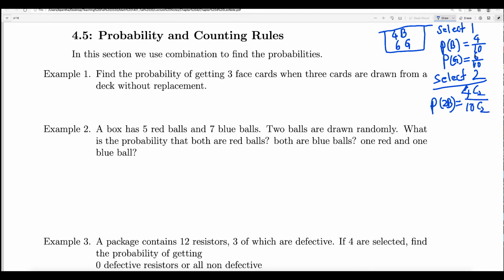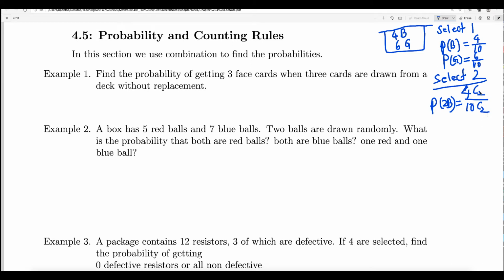Look at the difference here. Here you are selecting only one boy. The total number of boys is 4 and the total number of people is 10. That's why you did 4 over 10. But if you select 2, what is the probability that both of them are boys? There are a total of 4 boys. Previously you had just 4 over 10, but now, since you are selecting 2, you need to use combinations.